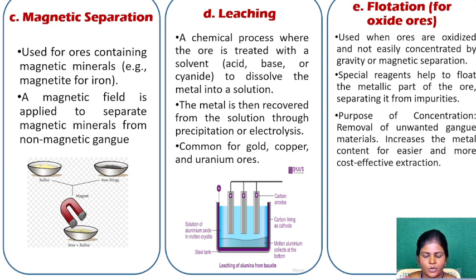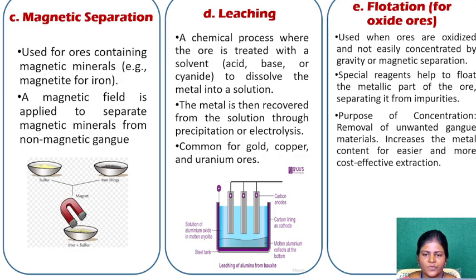The next process is the leaching process. Here it is a chemical process where the ore is treated with a solvent, like acid, base or cyanide, to dissolve the metal into solution. Then the metal is recovered from the solution through precipitation or electrolysis.